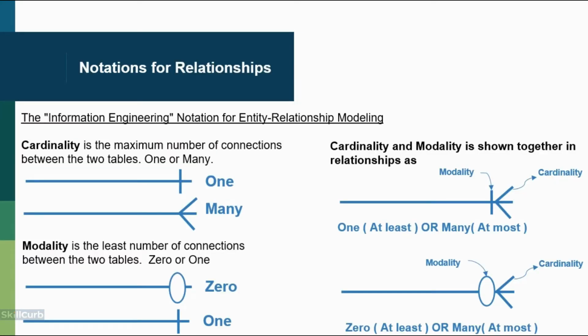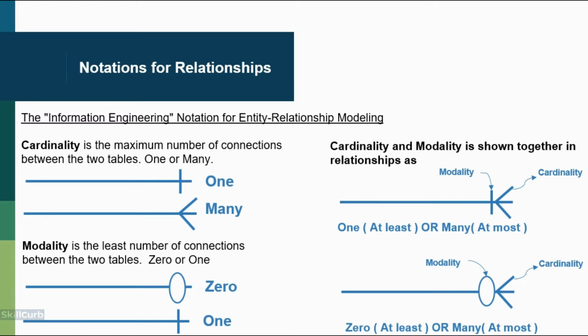We will be talking about the notations that we will be using in our relationships. Before we get into the different types of relationships, I just want to make sure we understand the language in which we're going to be depicting our relationships. We're going to be using information engineering notation. The process of designing the tables and their relationships is called entity relationship modeling. Cardinality is just the maximum number of connections you can have between the two tables. One would be just one vertical line, many would be a crow's foot.